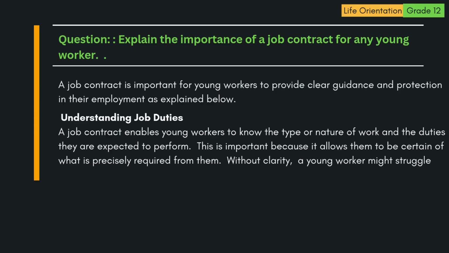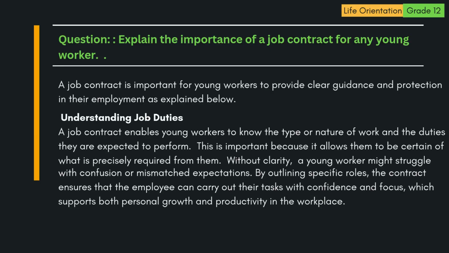1. Understanding job duties. A job contract enables young workers to know the type or nature of work and the duties they are expected to perform. This is important because it allows them to be certain of what is precisely required from them. Without clarity, a young worker might struggle with confusion or mismatched expectations. By outlining specific roles, the contract ensures that the employee can carry out their tasks with confidence and focus, which supports both personal growth and productivity in the workplace.